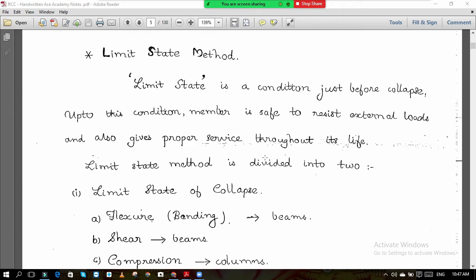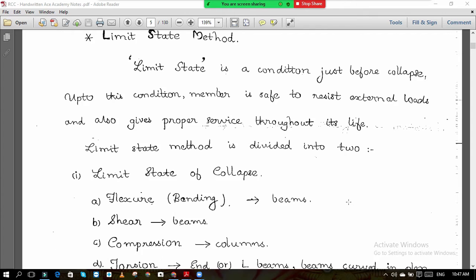So before collapse the member is safe to resist the external loads. Whatever loads are coming on that member, it is safe and it can carry the load before the failure or before the collapse, and it also gives proper service throughout its life. So serviceability is considered over here in the limit state method.